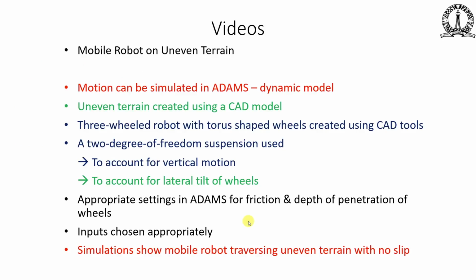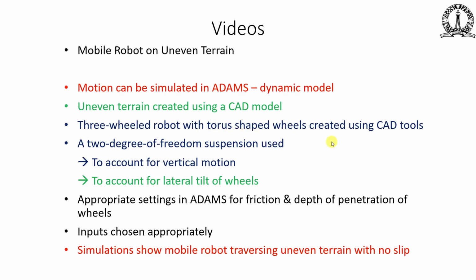Adams is a commercial simulation software package. And again, we can create a model of the three-wheeled mobile robot in Adams. It's a dynamic model, meaning it solves the dynamic equations of motion in its own way. We can create the uneven terrain using a CAD model. The three-wheeled mobile robot with torus-shaped wheels was also created using CAD tools.